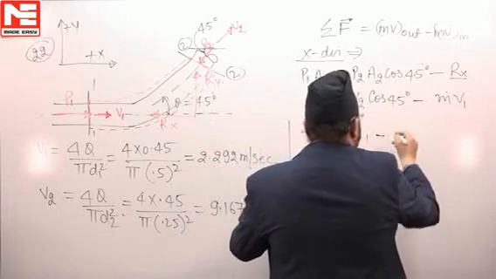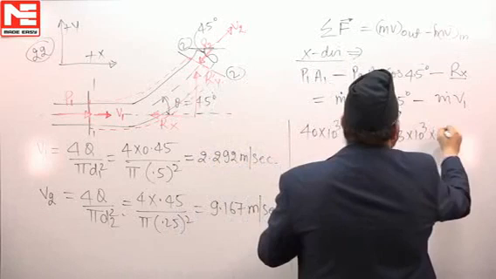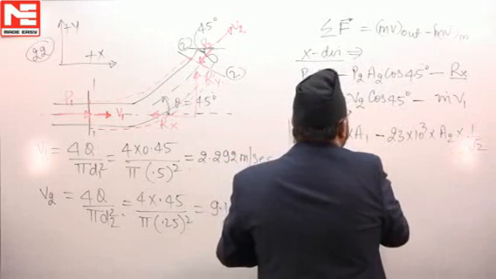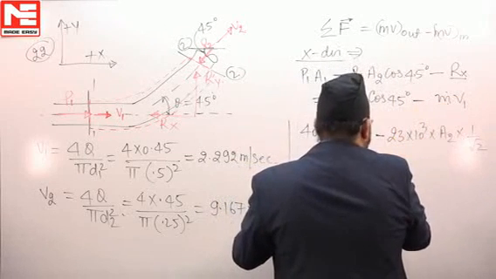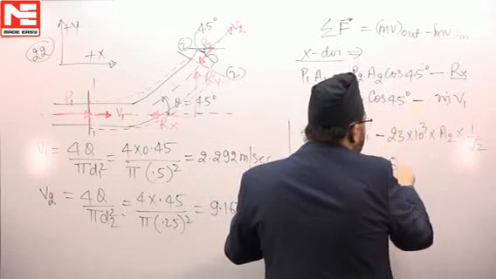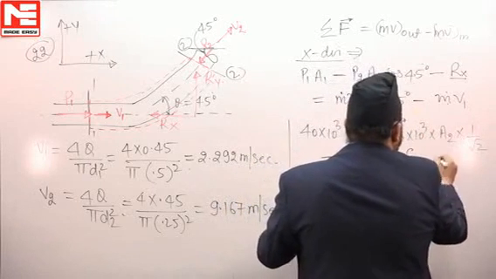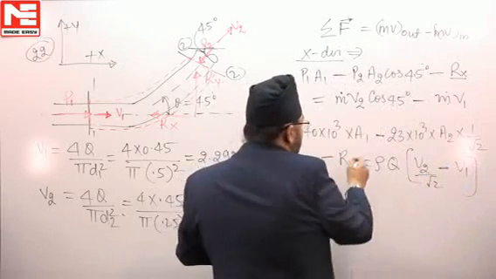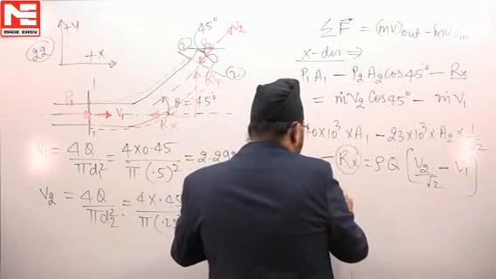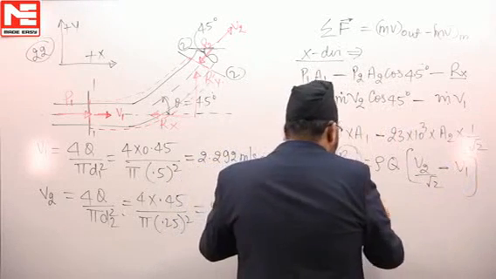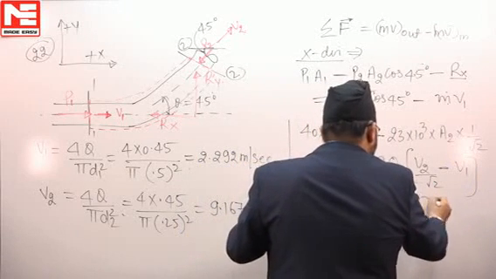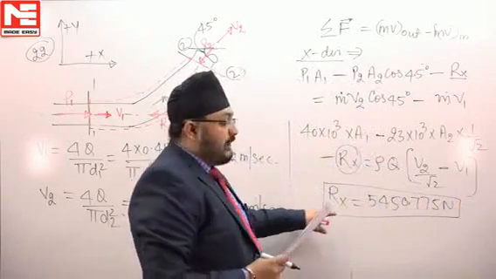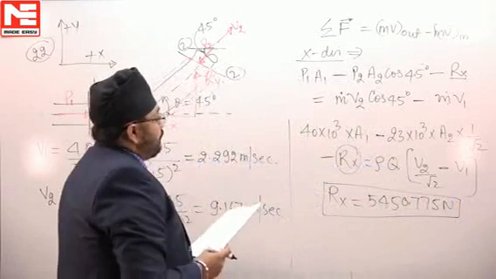Minus P2, the value of P2 is given, into A2 cos 45, which is 1 by root 2, minus Rx. Rx is unknown. Mass flow rate we can take common, and that will be rho into Q, and rho and Q are both given. So V2 cos 45 is V2 by root 2, minus V1, both are given. So everything is given except Rx. The moment you calculate the value of Rx, it will come out to be this. We have found the value of Rx.